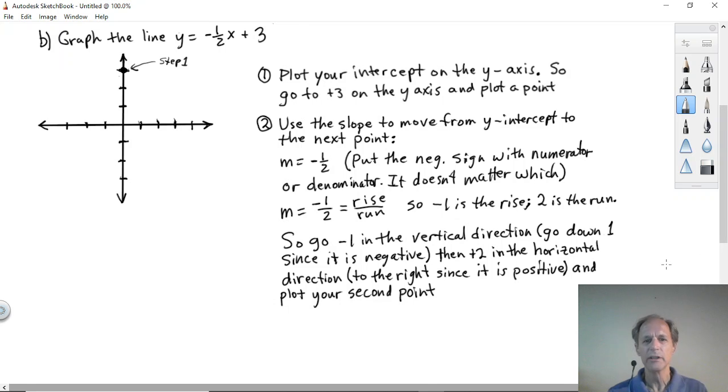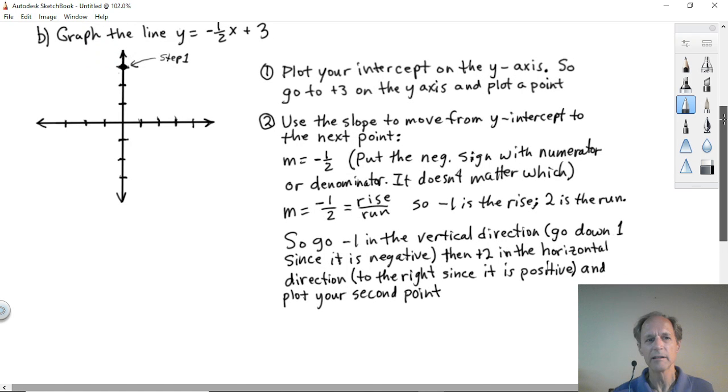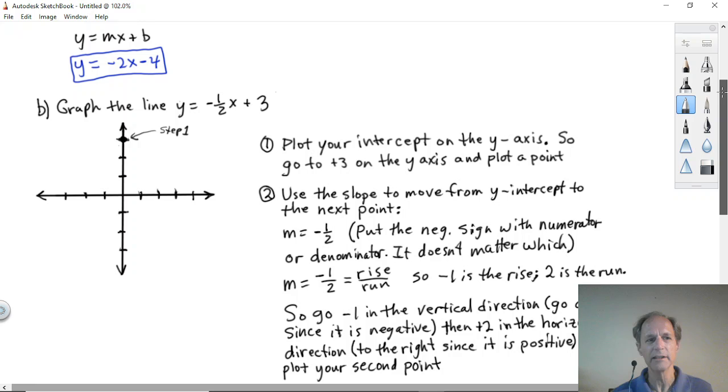Step 2, use the slope to move from the y-intercept to the next point. Okay, we have one point. All we need to do is use that slope to move to one more point. So we look at the slope. We know that it is -1/2. How do we know that? Because there it is in that spot in the equation, y = mx + b. Let's see, let's scroll back up and take a look at, there it is.